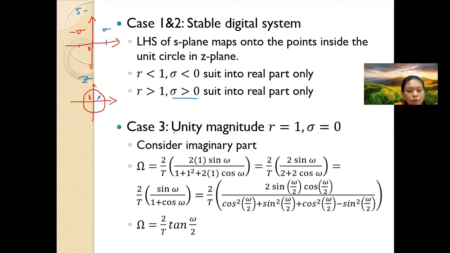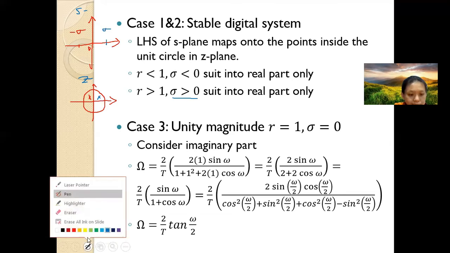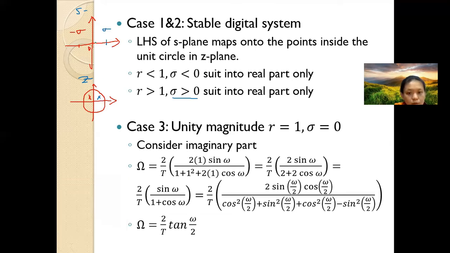Okay. For case 3, unity magnitude, where we have a unity magnitude of r equal to 1. For this case, we are using green color. So our point is on top of the 0, and then it will map into r equals to 1. So we will consider it as the imaginary part. So we will have omega analog equals to 2 divided by T. Okay, now our r is equal to 1.